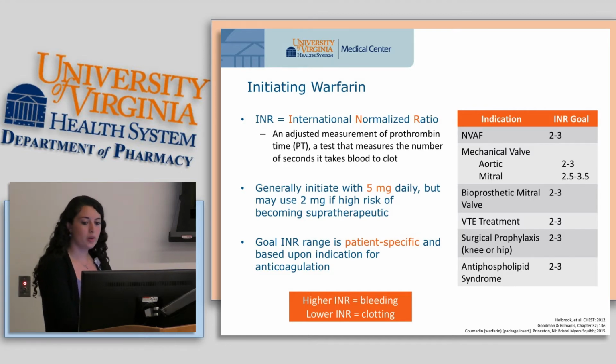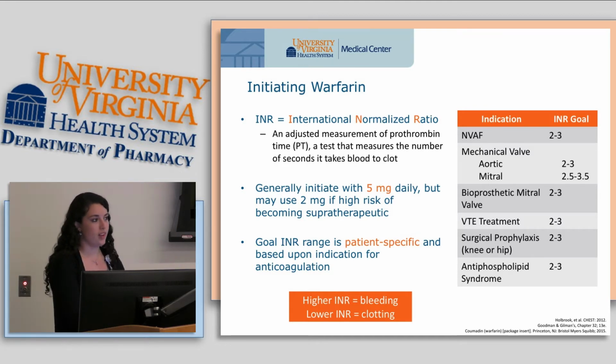So generally, no matter what their goal is, the 2 to 3 or 2.5 to 3.5, we can start warfarin in most patients around 5 milligrams a day. But if they do have risk factors for causing them to have a supratherapeutic INR, so if they're already on interacting medications, if they have older age or hepatic dysfunction, then those patients may be started lower with 2 milligrams.